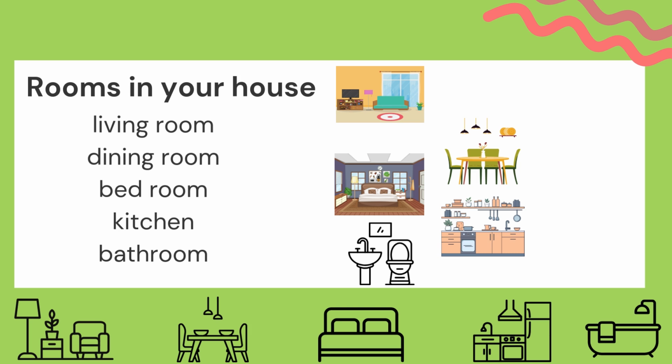Now, if you look at the rooms in your house, you have a living room where you spend your time with your family and you watch television, and then a dining room where you eat, a bedroom where you sleep, a kitchen where you cook and prepare food, and a bathroom where you clean yourself. So let's see what we have in those rooms.